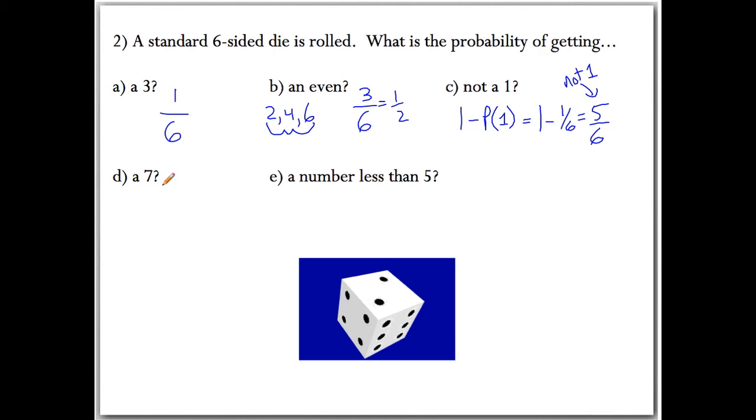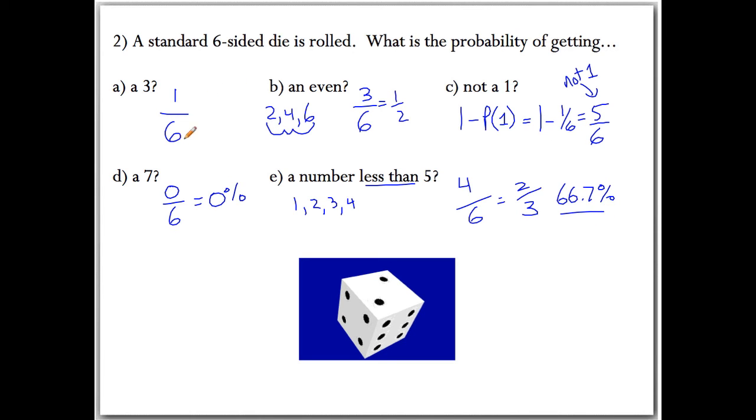All right, what's the probability of getting a 7 on a six-sided die? Well, how many outcomes give you a 7? There are none. So 0 out of 6, or 0%. This next one says a number less than 5. So less than 5 would be the numbers 1, 2, 3, and 4. So total possible for our outcome is 4 out of our possible 6. So we'll reduce that to 2/3, or 66.7%.